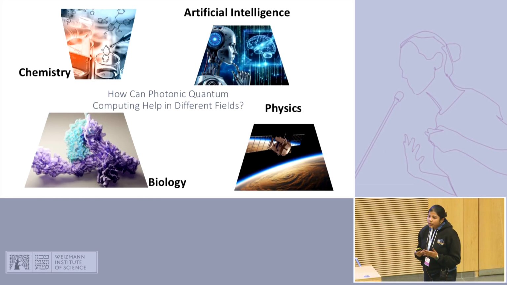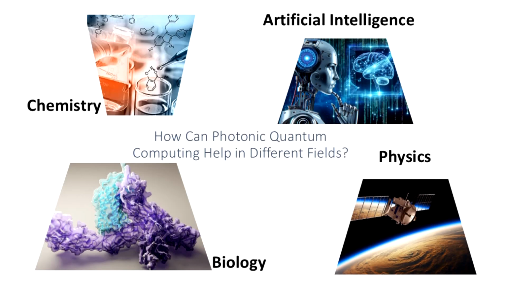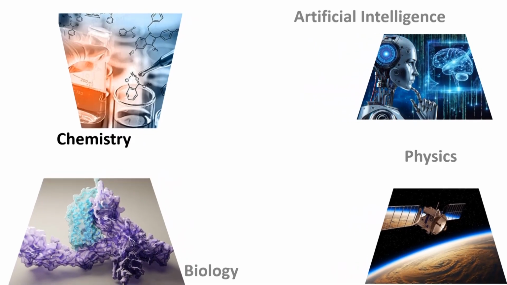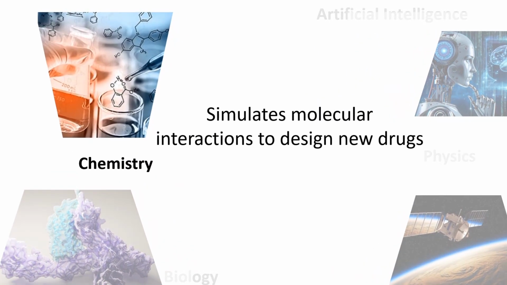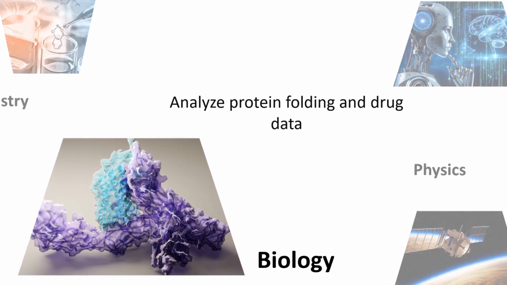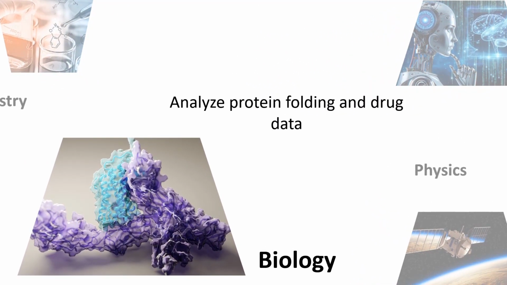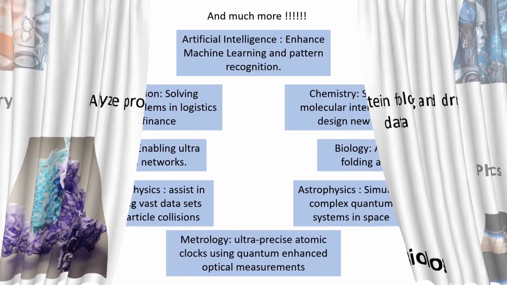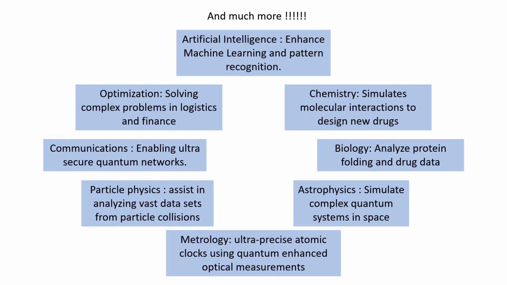When we talk about quantum computing, it's not just physics. There are various other fields where we can use quantum computing. For example, in the field of chemistry, we can use quantum computing to simulate molecular interactions in a much faster way, which helps us in the discovery of new drugs. Also, in the field of biology, we can use quantum computation to analyze protein folding, which is very important for biologists. Similarly, there are many other fields where quantum computation is very helpful, such as particle physics, metrology, and much more.